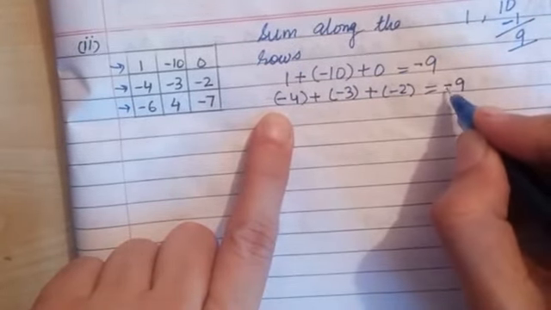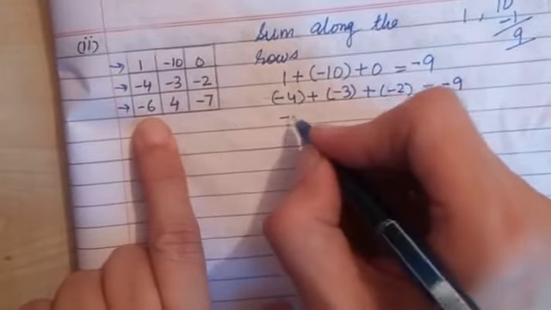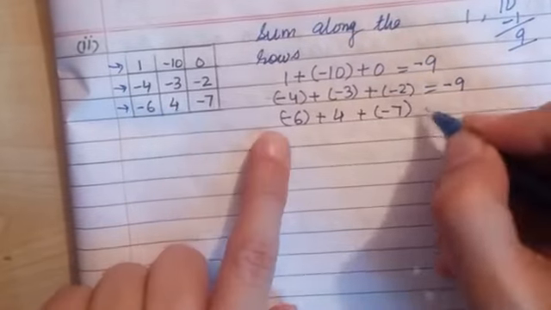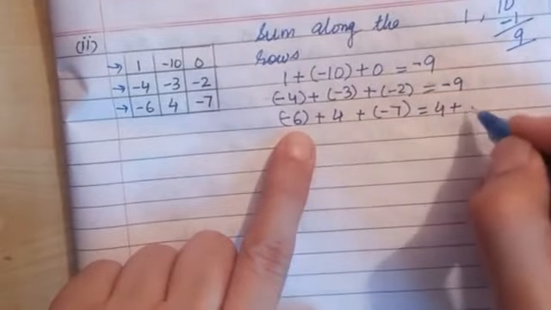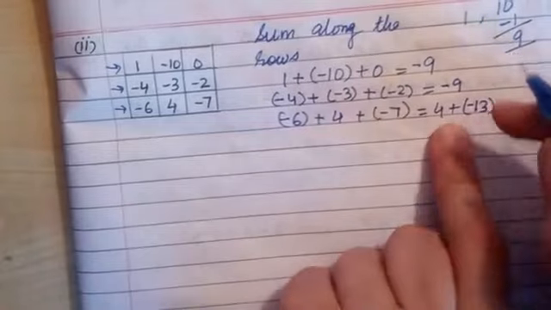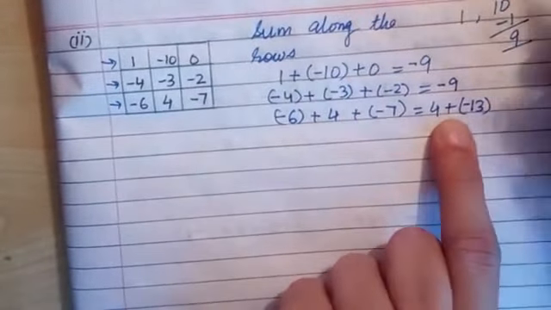So put the minus sign before the sum. Now here, third row: minus 6 plus 4 plus minus 7. Sum of negative integers is a negative integer. So here 6 plus 7 is 13, and put the minus sign before it. Now see here the same thing which I have explained earlier and you were not able to see. I am explaining it again.